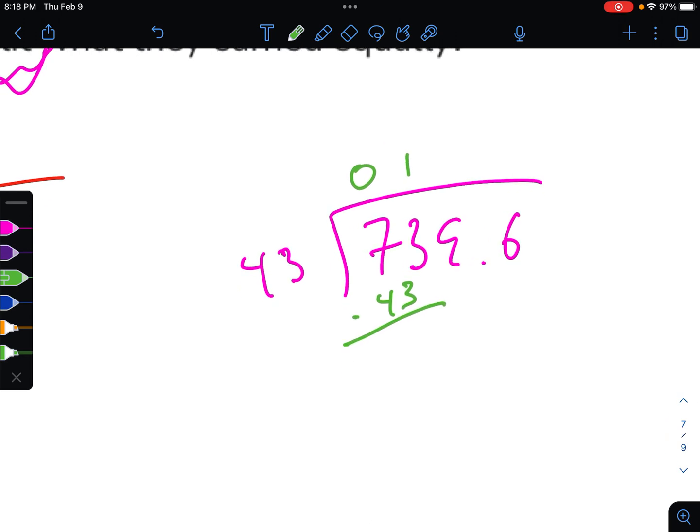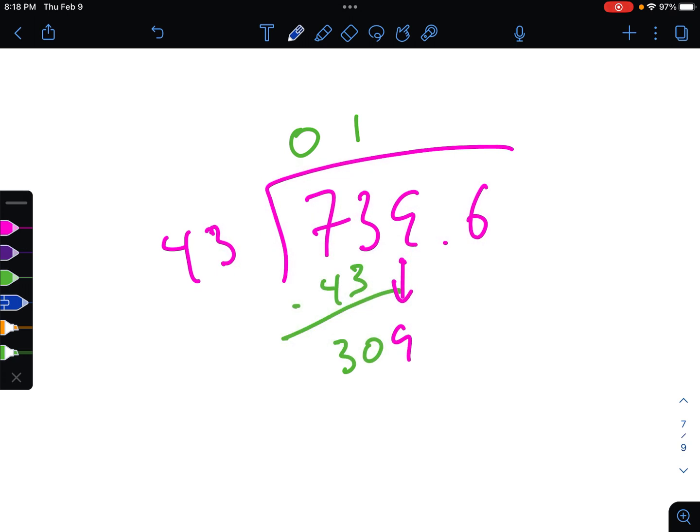Okay. 73 minus 43 is 30. Yep. 2-digit number. Drop the 9 down. I'm going to keep going to work. 40 goes into 309. I have no idea. I'm going to guess.